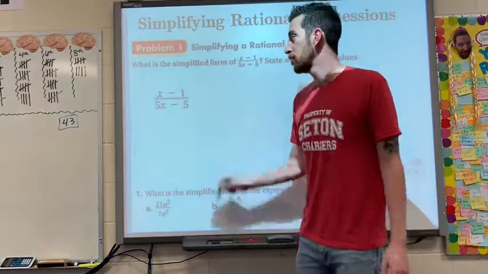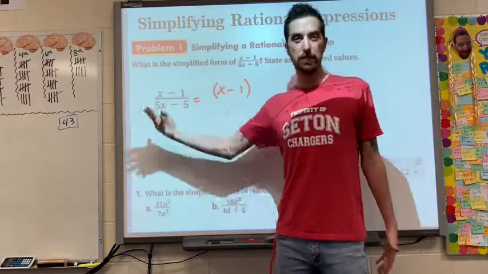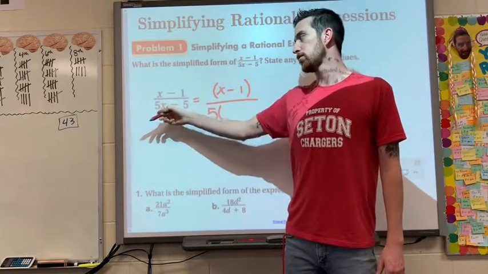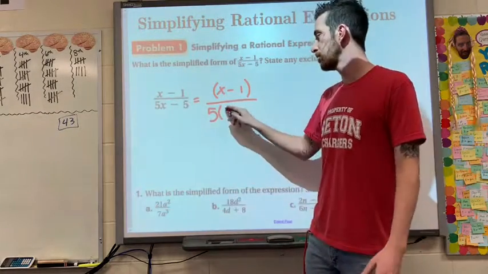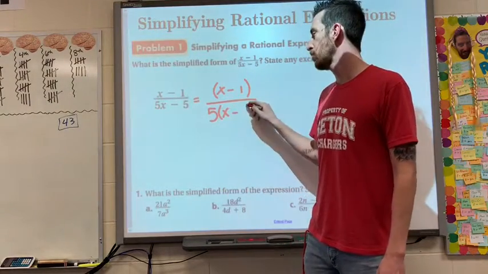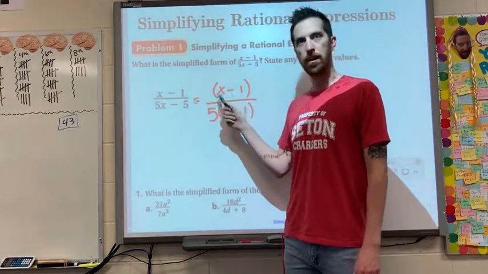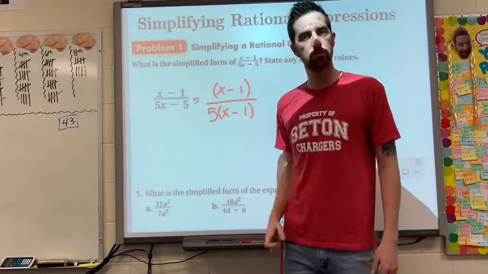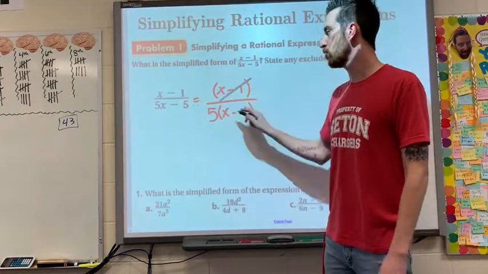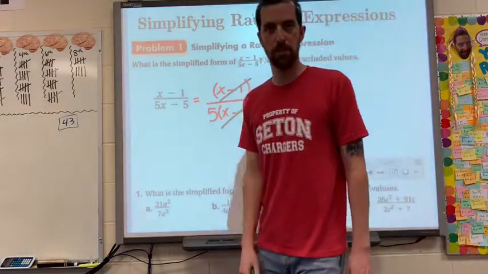So we'll keep x minus 1 in the numerator, but if we factor out a 5 on the bottom, 5 times what gives us 5x? x. And 5 times what would give us negative 5? That would be negative 1. Now, how cute is this? x minus 1, x minus 1. So you can cancel that out, which only leaves us with a 5 on the bottom in the denominator.